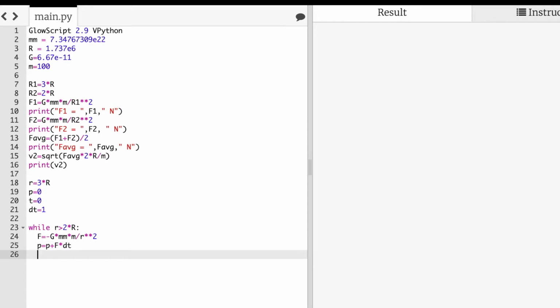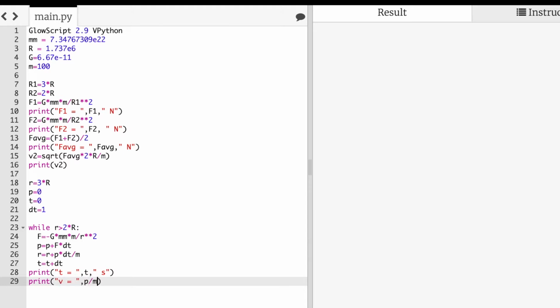Okay, now I need to update the position. R equals R plus P times dt divided by m. Just like I said before, I need to update the time. I don't actually have to. T equals T plus dt, and that's it. And then let's print the final time, just for fun. Let's print the final velocity, and that's going to be P divided by m. Remember, we're always dealing with momentum here, so I need to divide by the mass, and that's going to be meters per second. Let's print the final position. No, that's fine. I think that should be good.